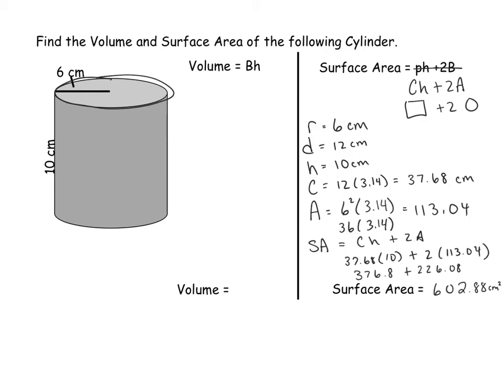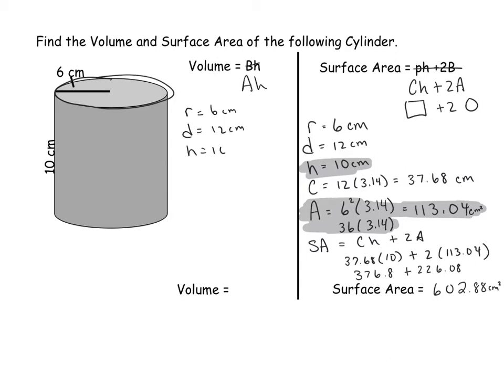All right. Now, volume. Remember, our formula looks like B times H, but we can change it to A. Volume is the area of the base times the height. So for this problem, our height is 10 centimeters, and the area of the base has not changed. It's still 113.04 centimeters squared. And so the radius and the diameter are still 6 and 12.